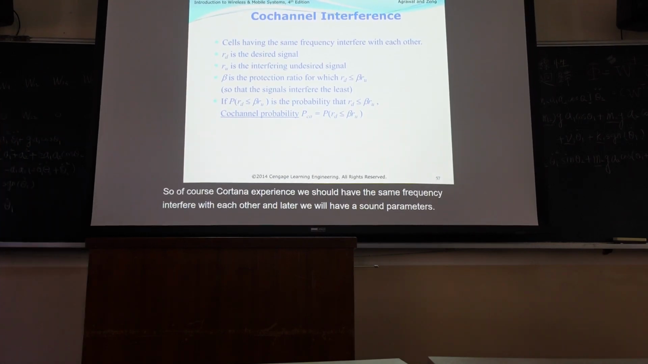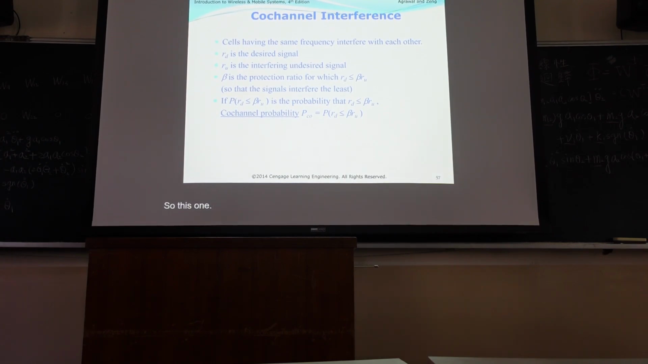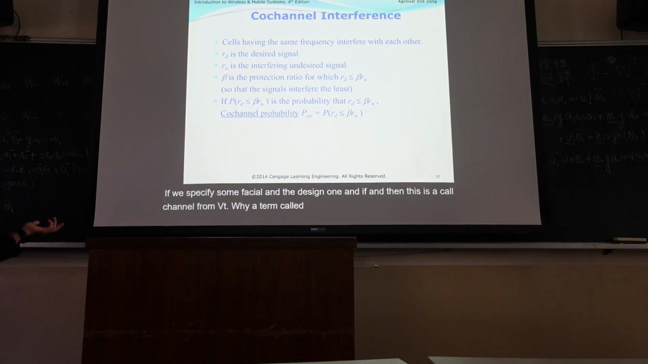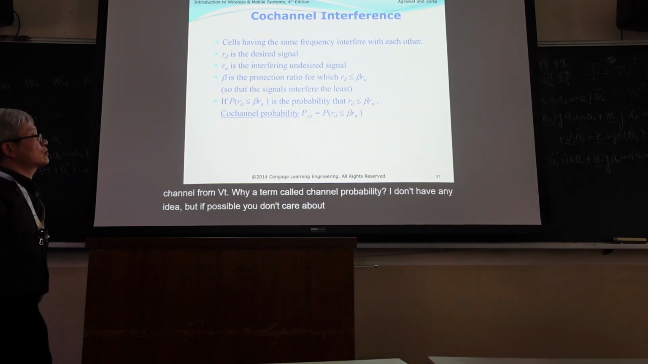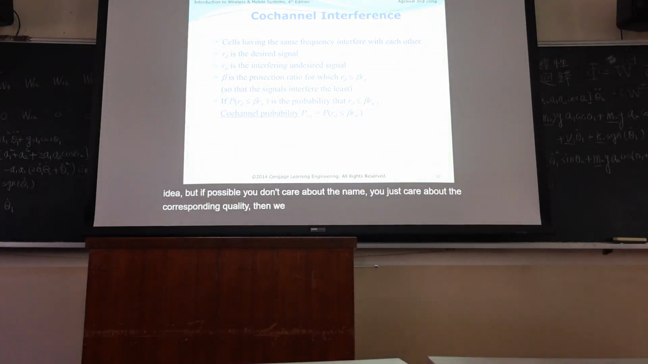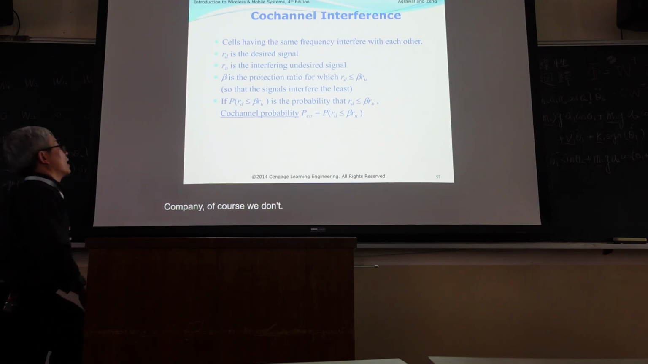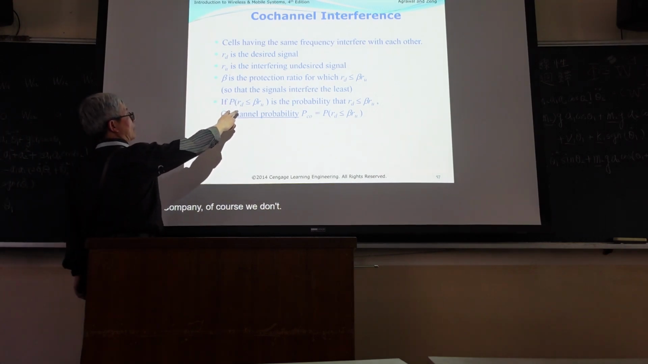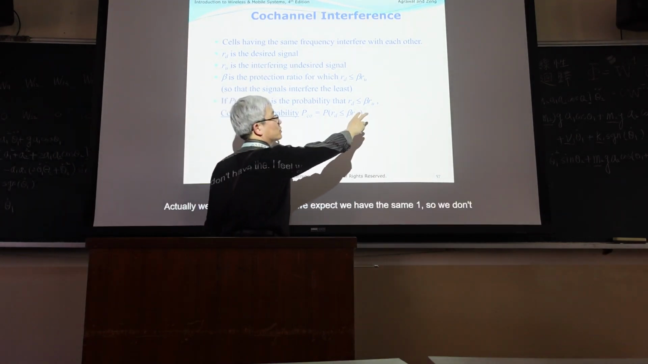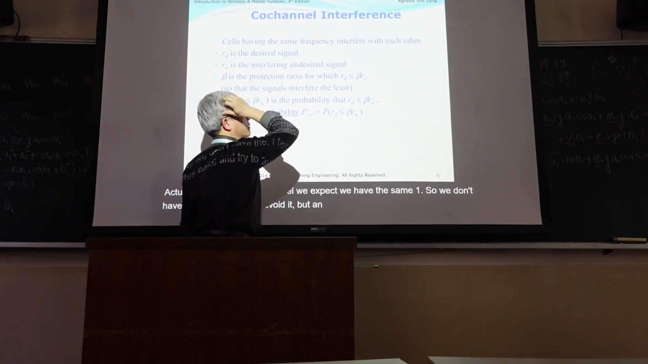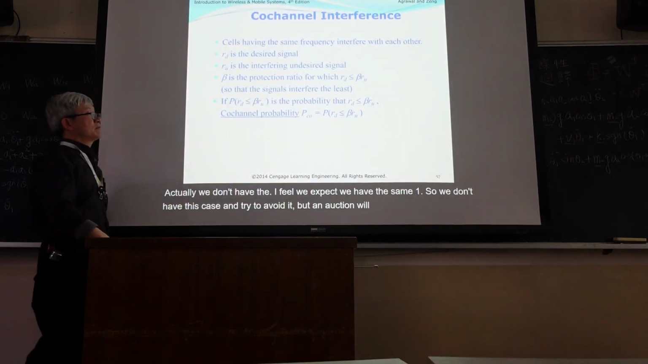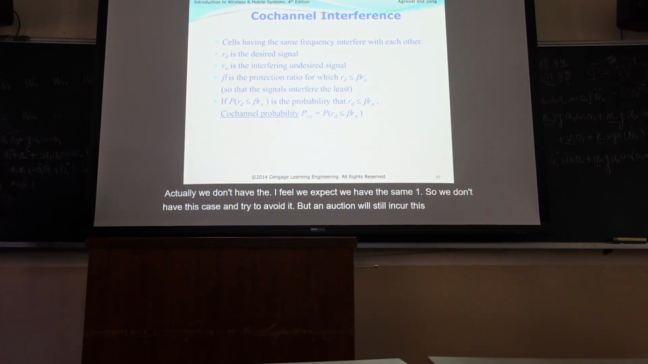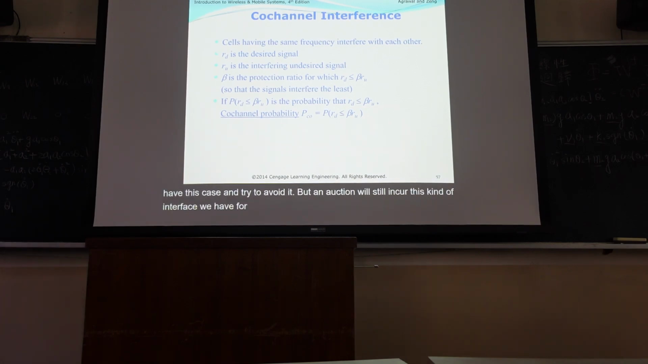Of course, we don't. Actually, we expect to have the same one, so we try to avoid this case. But actually, we still incur this kind of interference in the setting. So this is the desired one, and the desired one may specify the ratio. Maybe you think this one still has interference or some other things, but we can define this and later we can have the corresponding formula.